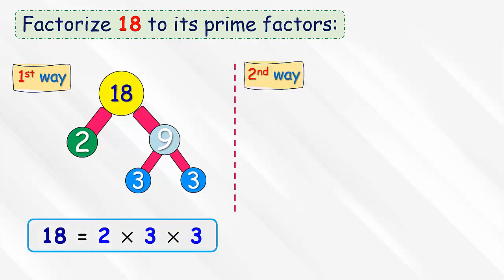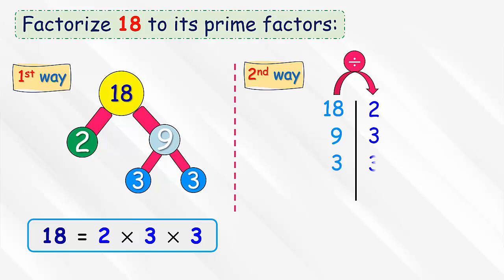The second method is the method of division, and we apply this method by writing the number 18. Then we start dividing by the prime numbers as you see it now. We start dividing the number 18 by the number 2, so we get 9. Then we divide the number 9 by the prime number 3. We get 3, then divide it again by 3, and we get 1.